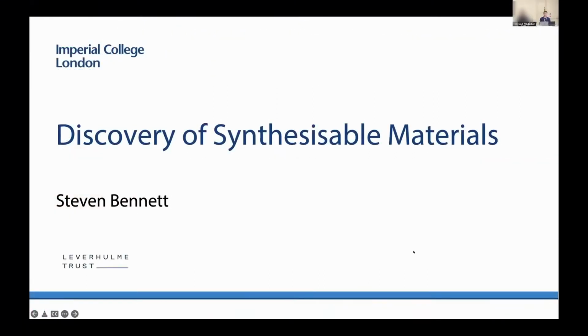I'm in Kim Jelf's group at Imperial College London, and today I'm going to give a talk on my research on the discovery of synthesisable materials. My research is a hybrid between computational and experimental, and today I'm going to be talking about how we applied computation to do a high-throughput screening for synthesisable materials, and how it was possible to synthesise those in the lab as well.